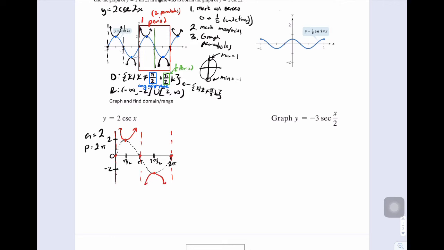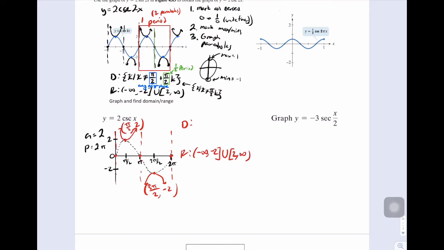So that point, let's label that. That's pi over 2, comma 2. This is 3 pi over 2, comma -2. Now for domain and range, let's be clear here. That's important to understand. So domain, range. The range should be pretty easy. It's just like the last problem. -infinity to -2 inclusive, union with 2 inclusive to infinity.